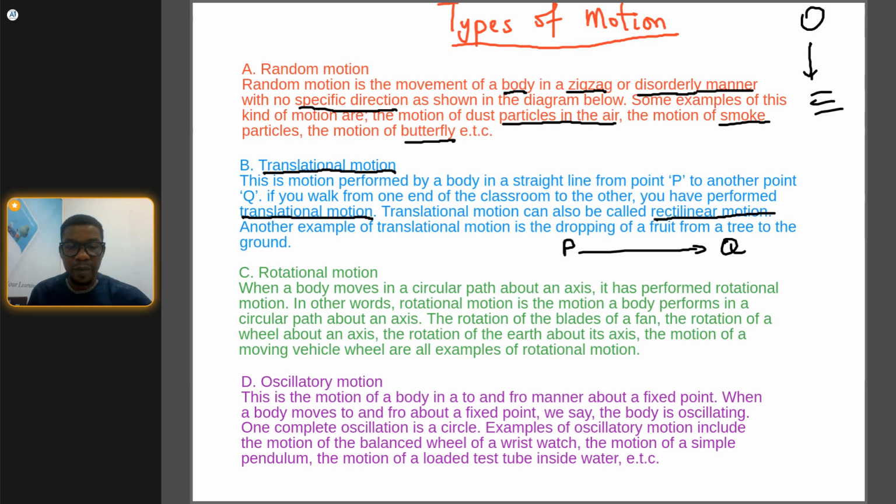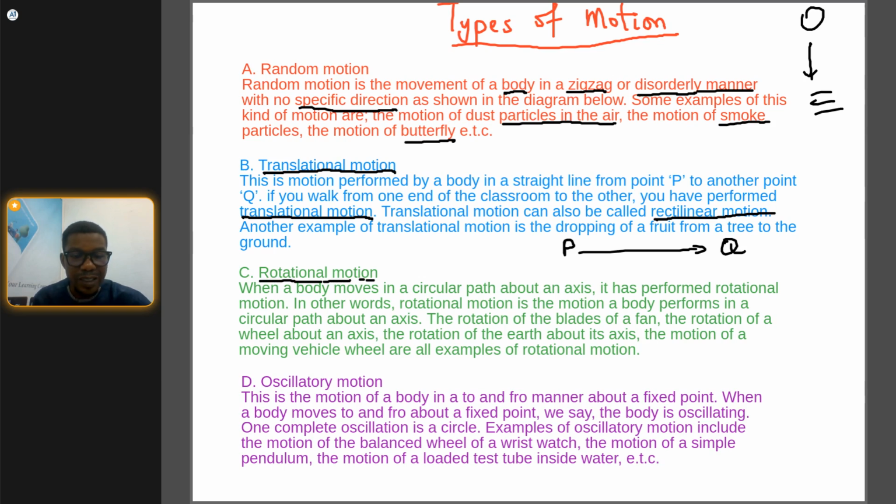So we have so many translational motions that we can cite as examples. Translational motion talks about a body moving from one point to the other point. So 2 points are always involved, the initial point and the final point. Okay, so we move on to the next one, which is rotational motion.